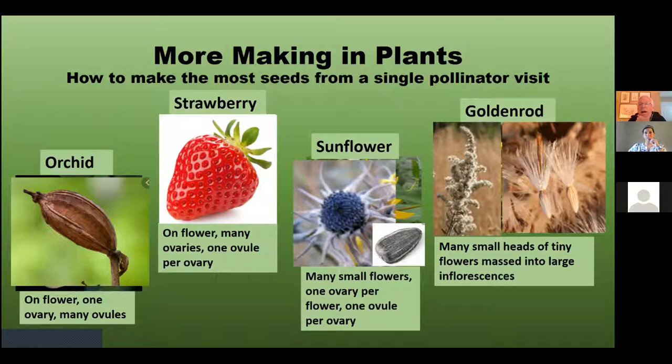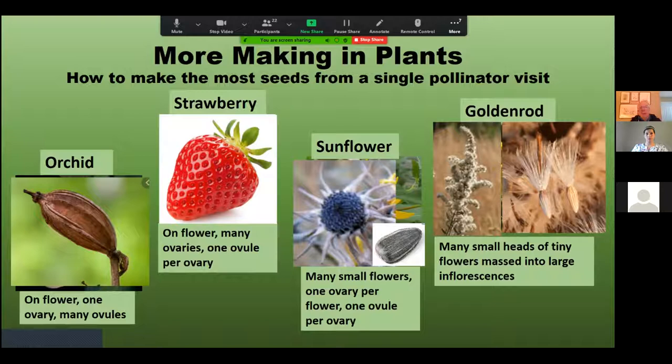When you stop to think about this, you realize in the evolution of flowers that it's what we call a mutualistic symbiosis. Both the insects and the flowers get something out of it, but flowers in particular are trying to make absolutely most efficient use of every pollinator visit to produce the maximum number of seeds.